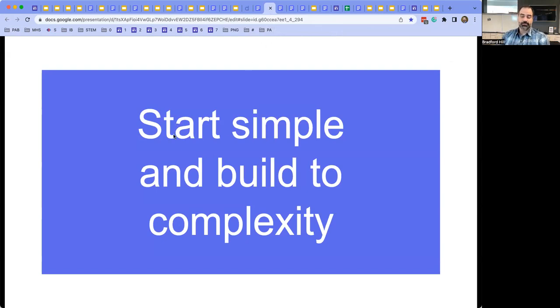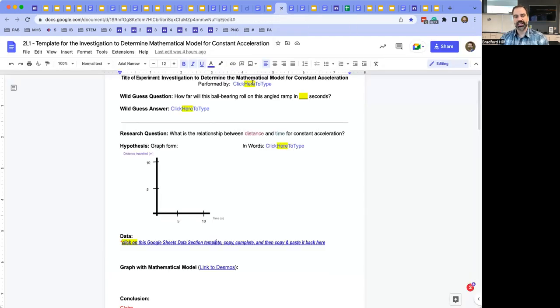And here the start simple is this: a moving car that's decelerating, that's complex. So what's the simplest acceleration? Speeding up from rest. So let's do that. So we're going to do an investigation to determine the mathematical model for constant acceleration, the simplest constant acceleration. So we're going to roll a ball down a ramp, just classic physics.